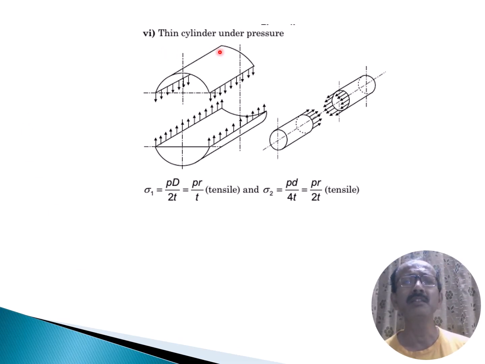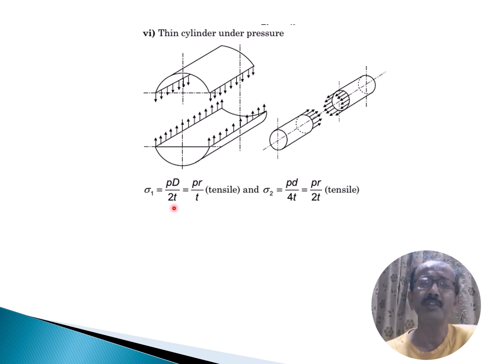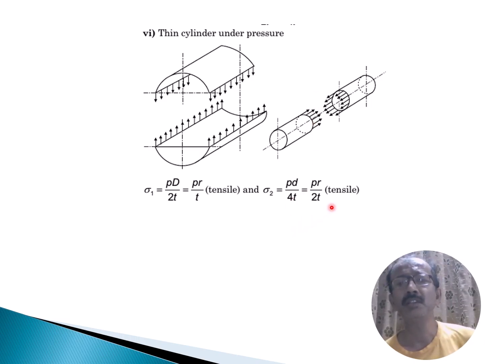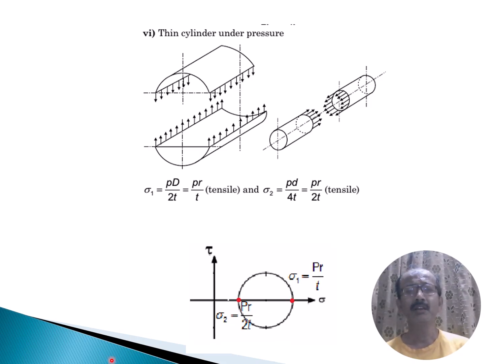So here the cylinder under pressure, if you see the diagram, the thin cylinder is under pressure. In that case, sigma 1 is PD by 2t, which we know is the hoop stress, and sigma 2 is PD by 4t. So that is the longitudinal stress. So the longitudinal stress is half of the hoop stress, that is the circumferential stress, and this is the representation of those two stresses, sigma 1 and sigma 2. So sigma 1 is PR by t or PD by 2t, and sigma 2 is PR by 2t or PD by 4t. So sigma 1 is 2 times greater than sigma 2.